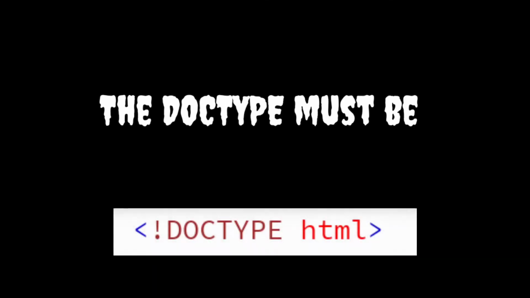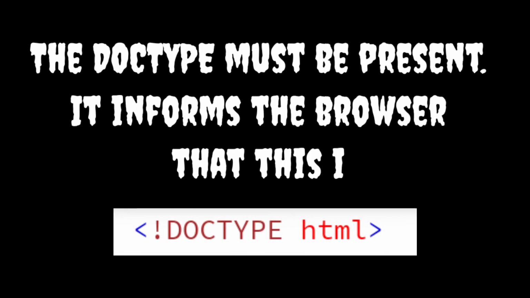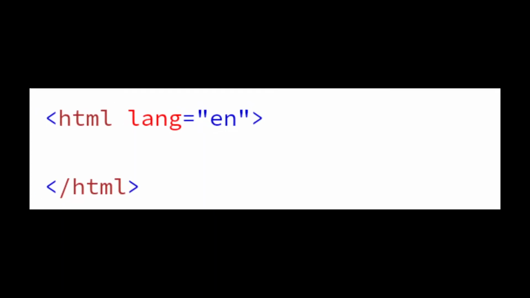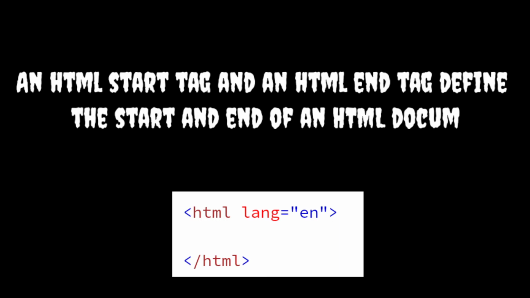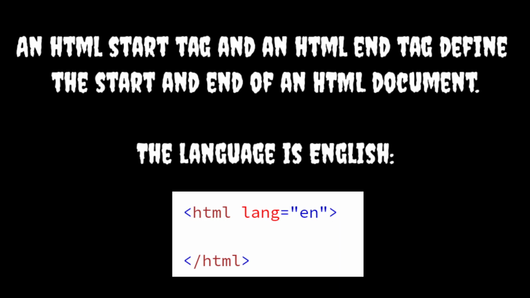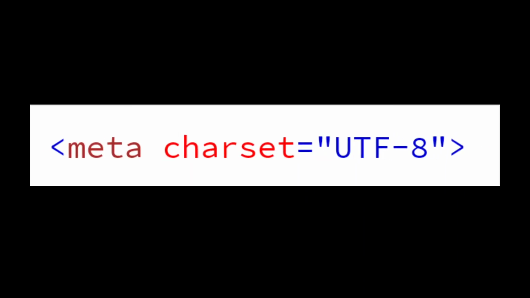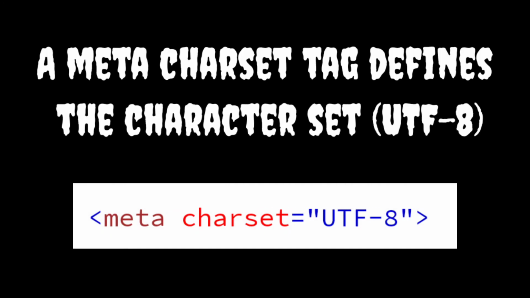The doctype must be present. It informs the browser that this is an HTML document. An HTML start tag and an HTML end tag define the start and end of an HTML document. The language is English. A meta charset tag defines the character set, UTF-8.